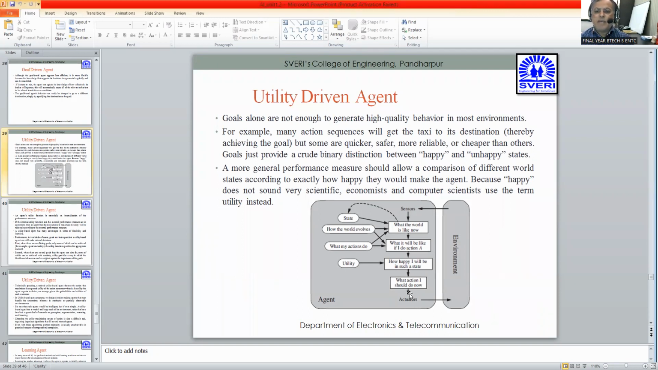So you can see, for example, many action sequences will get the taxi to its destination, thereby achieving the goal, जैसे मैंने बताया. But some are quicker, safer, more reliable and cheaper than the others. अब फर्क कहाँ आएगा कि कुछ fast जाएगा, कुछ safe रहेगा, कुछ reliable होगा, कुछ cheaper होगा. In that way, goals just provide a crude binary distinction between happy and unhappy state. So obviously goals will be giving you only the binary distinction of whether I'm in a happy or unhappy state.